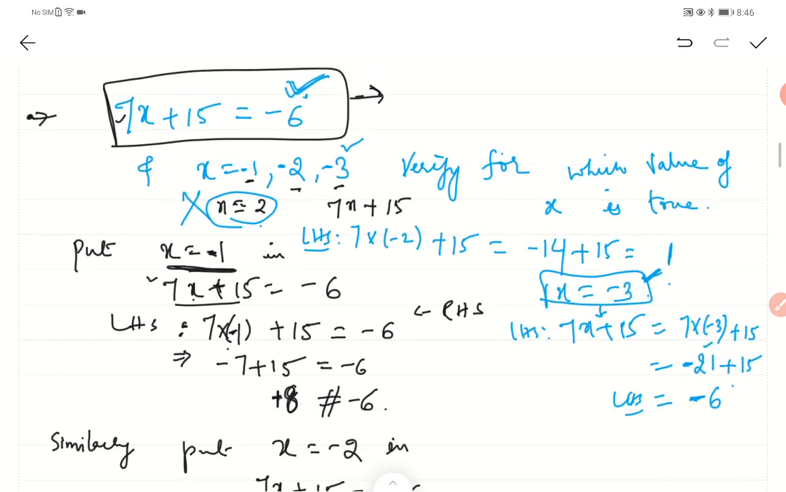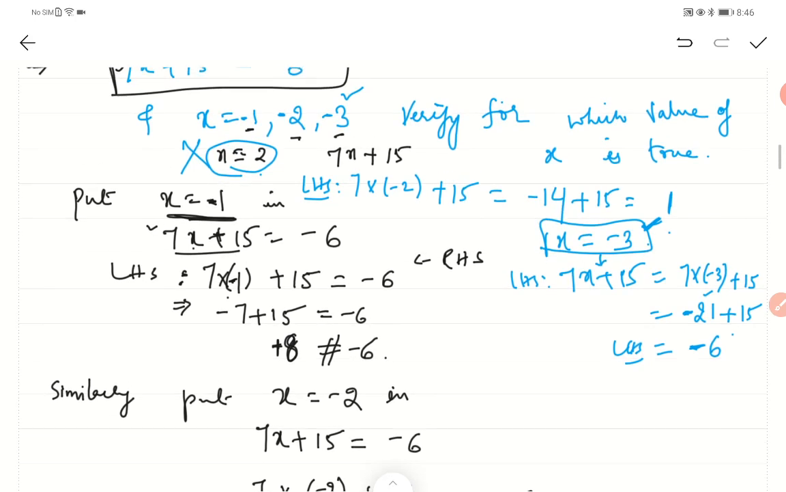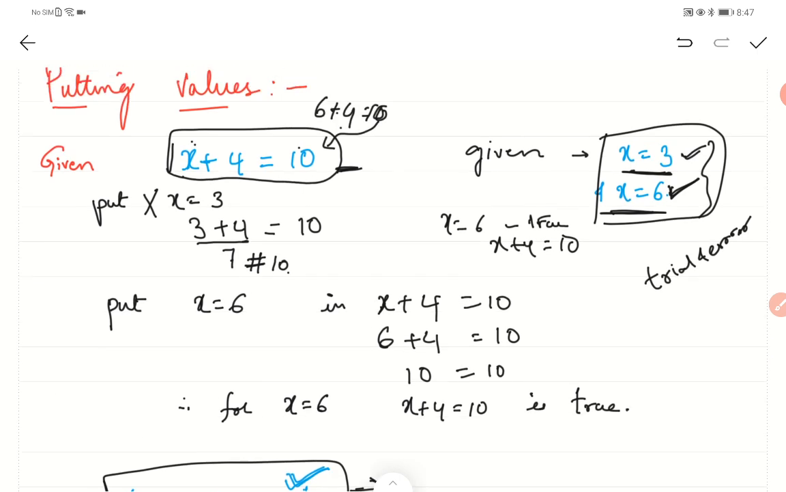This is how you will have the variable and some numbers given already in the question. Sometimes in the question itself it will be specifically mentioned, trial and error method, or the values will be given directly. So you just need to put the values and go for simplification. That's all. If it is true, your LHS side will be equal to the RHS side. If it is not equal, that means for that value of the variable it is not true.